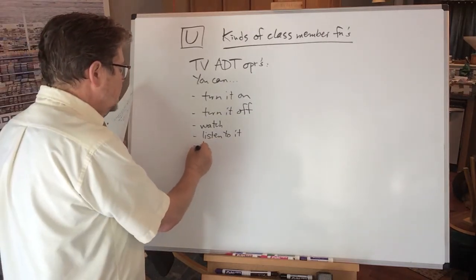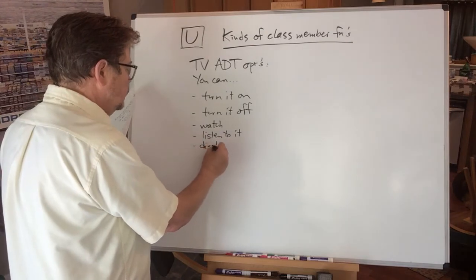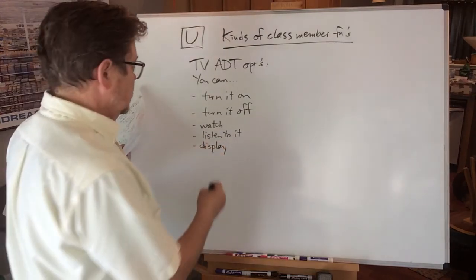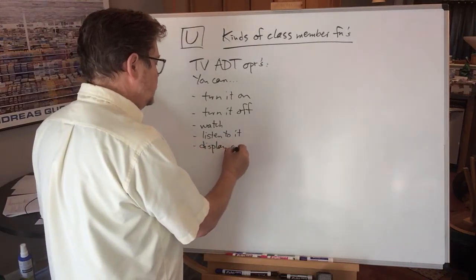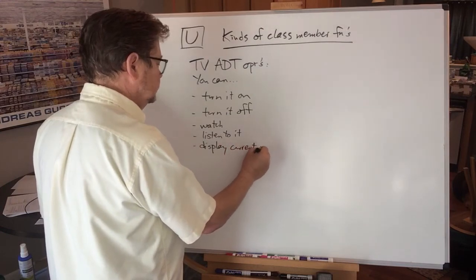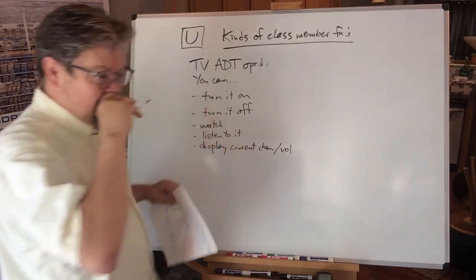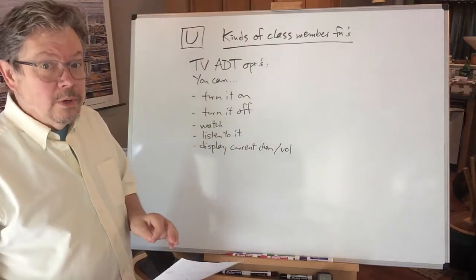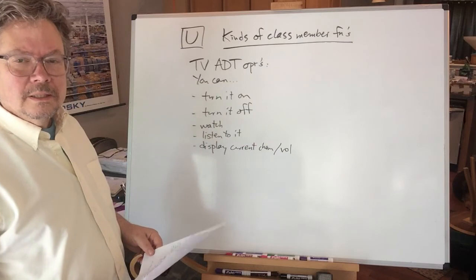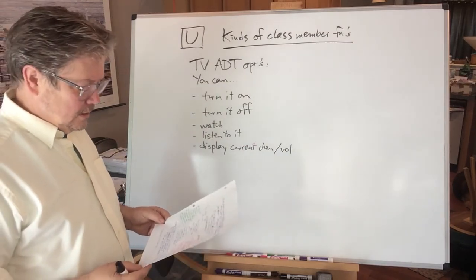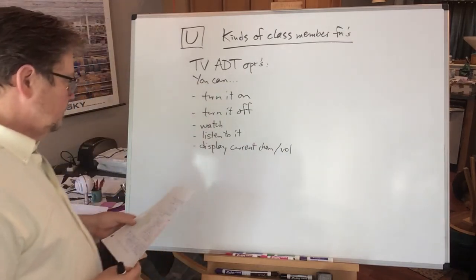You can display info. On my TV, for example, you push the button and you see the current channel. So I'm going to say display current channel, and maybe even display the current volume. Maybe that's all one button. But you can see we're taking a sneak peek at the state of that TV object. Don't want to give away too much.